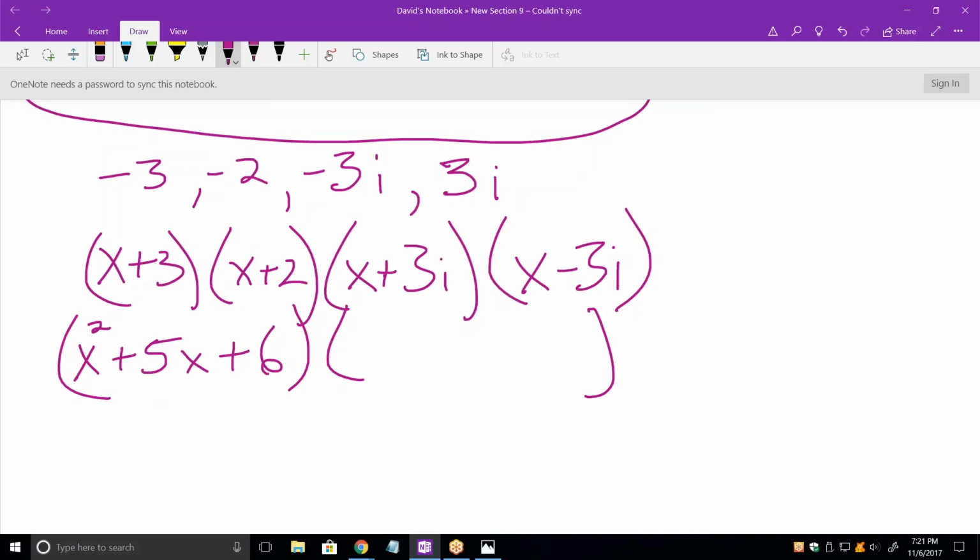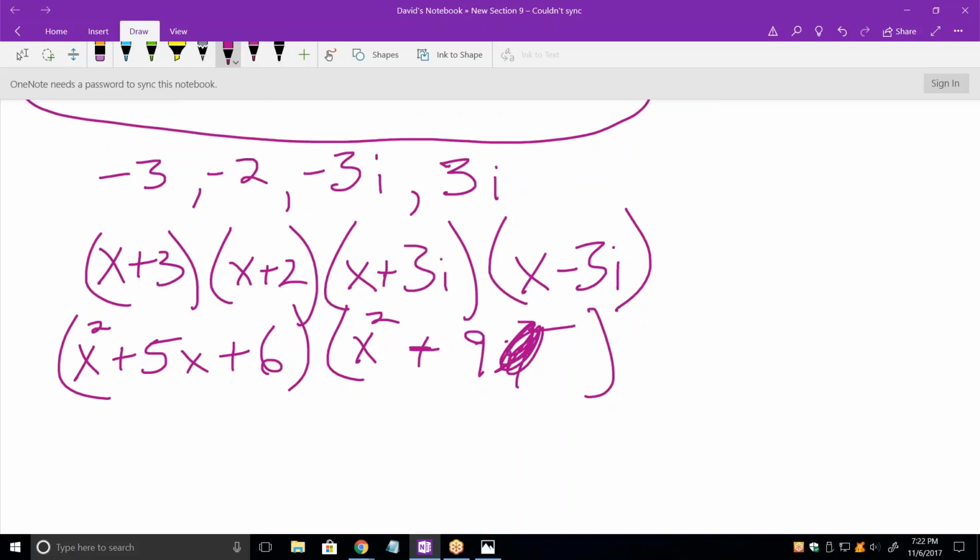And this, you can do this term by term, but you're going to see that the two middle terms always cancel. This is the difference of perfect squares factored. So you know how to multiply it back together. It has to be x squared minus 9i squared. What's minus 9i squared equal to? Positive 9. So it's x squared plus 9. Now we have to multiply these two things together.